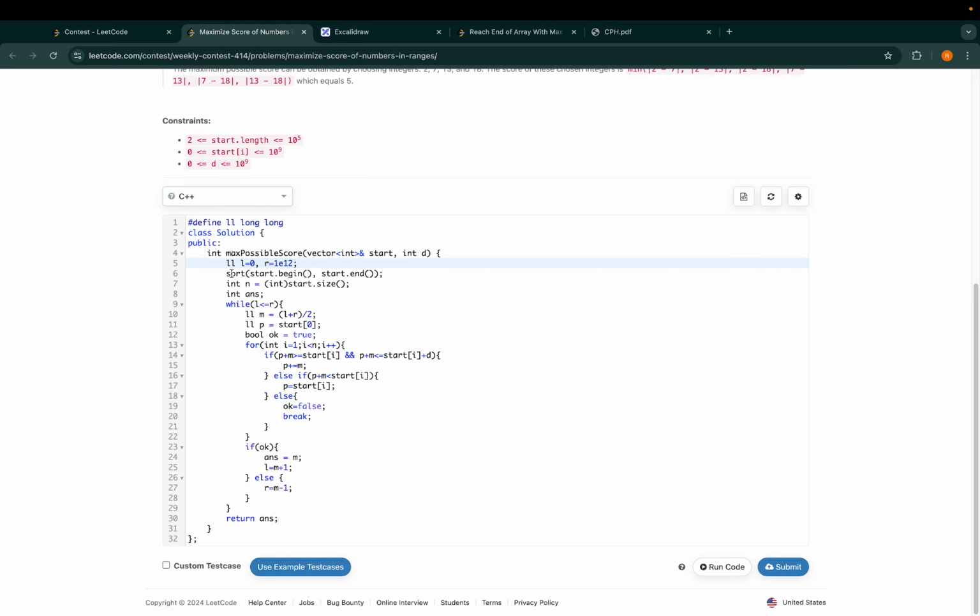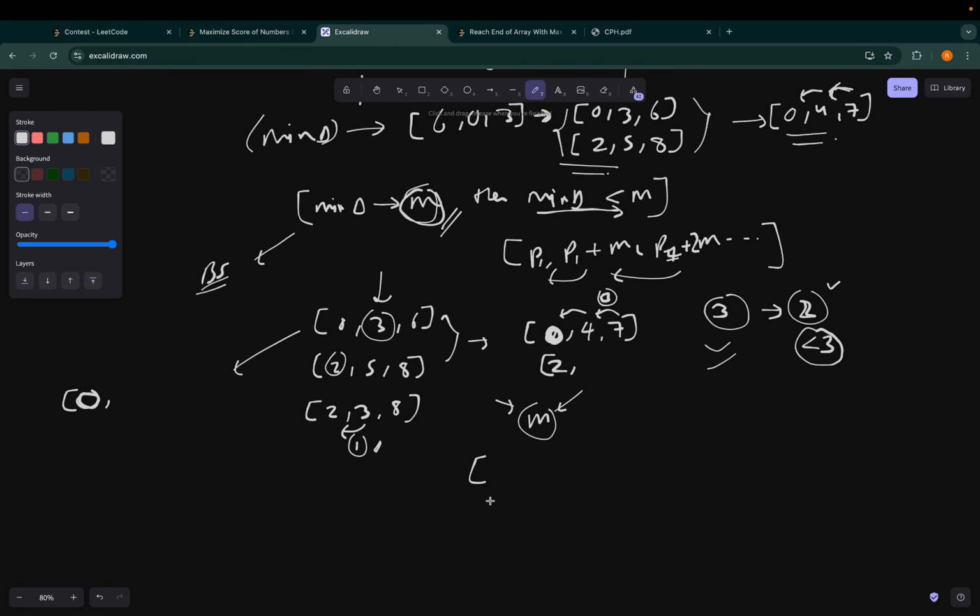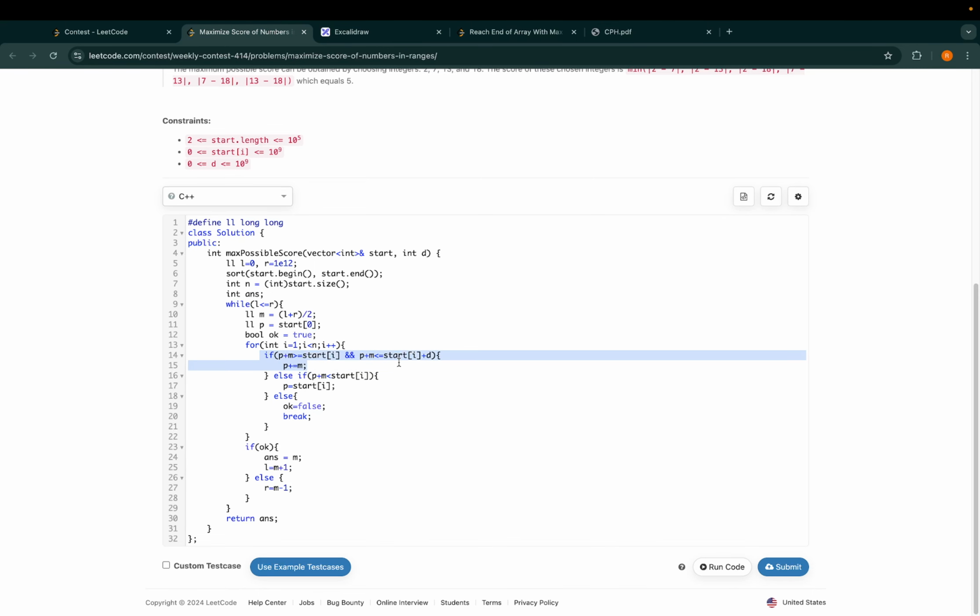This is the range. We sort the array, and this is my difference d. We always start with the initial number and we just check. If p plus m lies between start i and start i plus d, that is my range, then we just increment the answer. My p becomes incremented by m, saying that I'm achieving a difference of m. So basically it's like p plus m, p plus 2m, and so on. This lies in range, this lies in range. We're just checking that using the if condition over here.